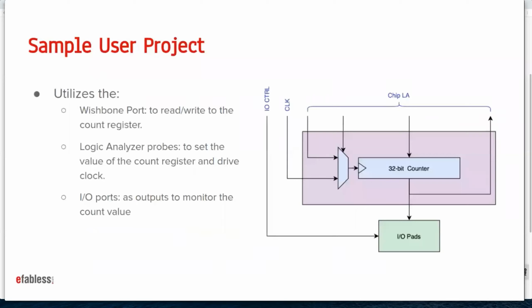So we have a sample user project in the Caravel repo, and this project is simply a 32-bit counter. And it showcases how to utilize the three features. So it uses the Wishbone port to read or write from the count register, and it uses the logic analyzer probes to set the value of the count register, and it also uses the LA probes to drive the clock signal. And finally, for the I/O ports, the sample user project also uses them to monitor the count value.